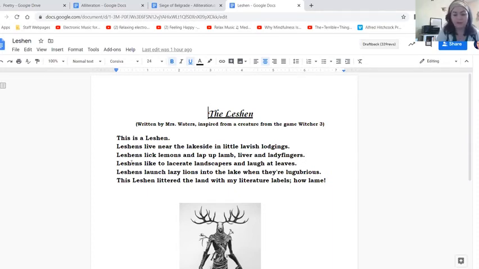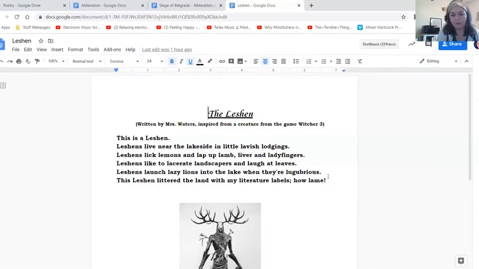So in addition to my word Leshen, that doesn't really count as part of my alliteration. I've got like, lacerate, landscapers, laugh, and leaves. Again, I showed off a little bit and I did 1, 2, 3, 4, 5. I did 5 instead of 4. Our 5th line is where you're just going to give me another something about your creature. You can say anything you want, but you're going to try to alliterate that same letter 4 times if you can. So I've got Leshen launches lazy lions into the lake when they're lugubrious.